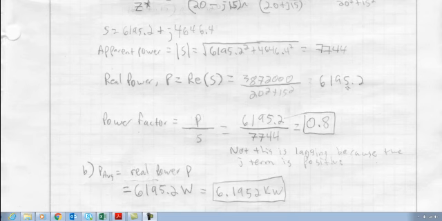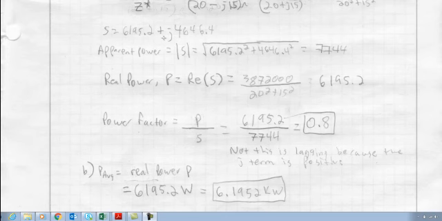And you can also determine, is that leading or lagging? In this case, it's lagging because if you go back up to the complex number, you notice that the imaginary component is positive. If you think about leading versus lagging as vectors, a positive imaginary component is lagging. If you had a negative imaginary component, that would be leading.